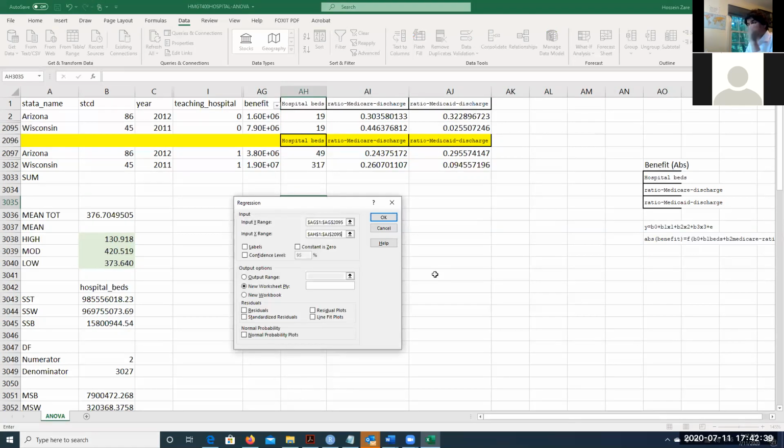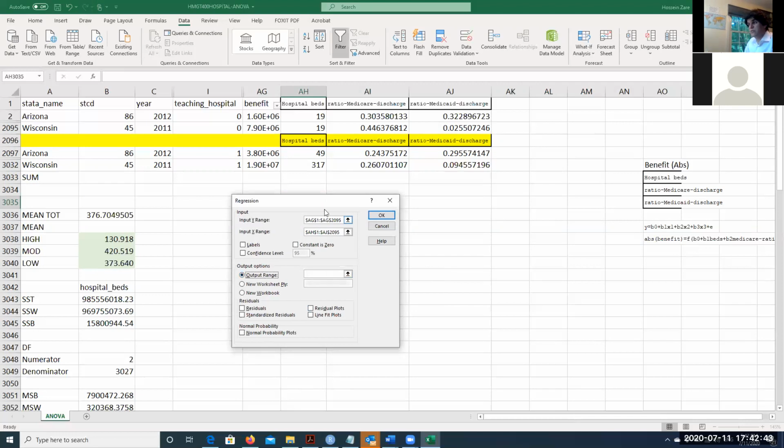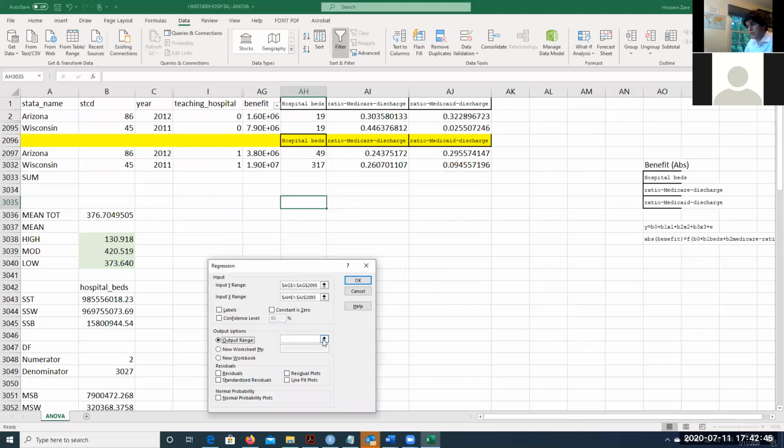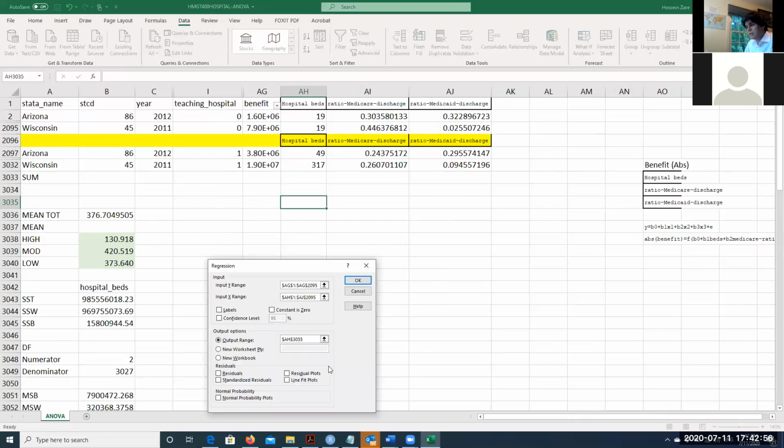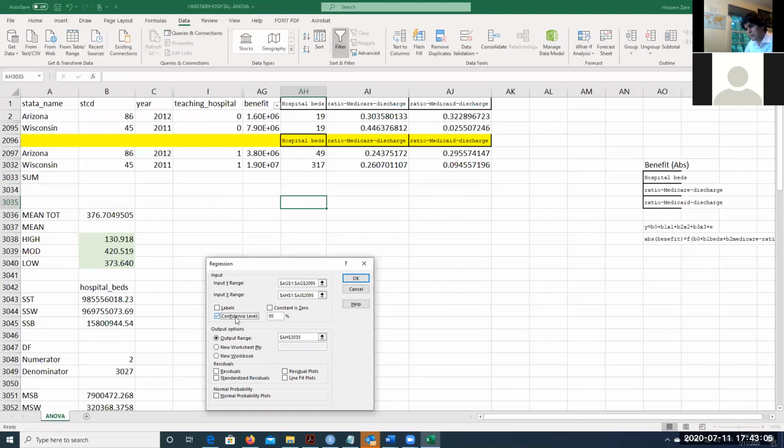The next thing I need to compute is the output range, the place you want to see the results. Usually you can choose any place, for example, here. I don't need to fix anything. I like to see the confidence interval. I don't need to see anything else. That's it. And let's go for this.